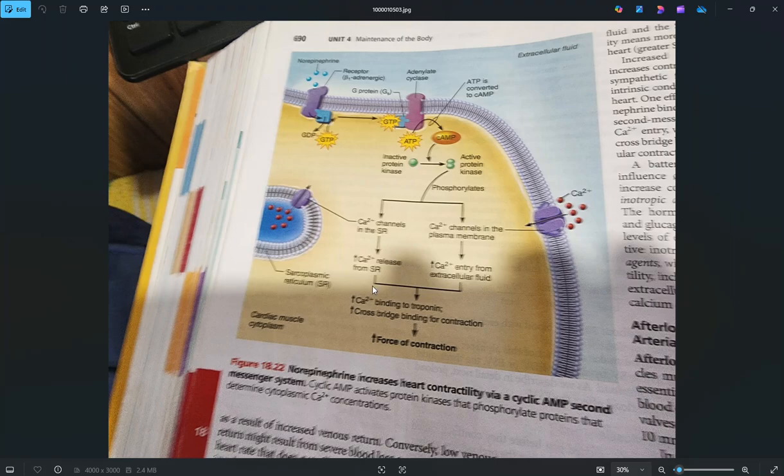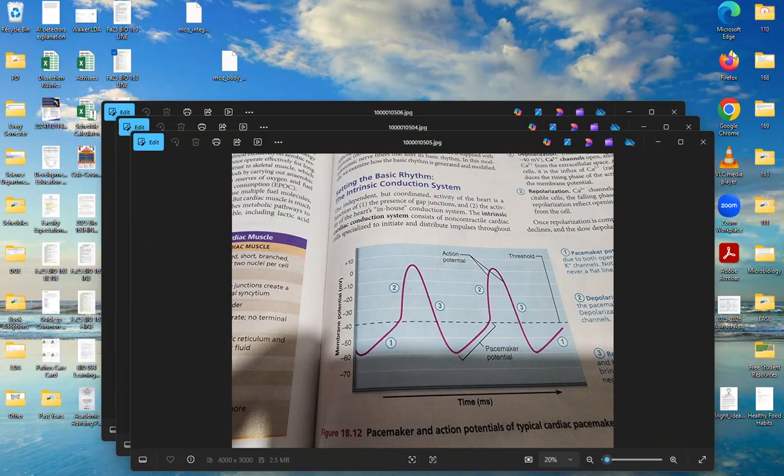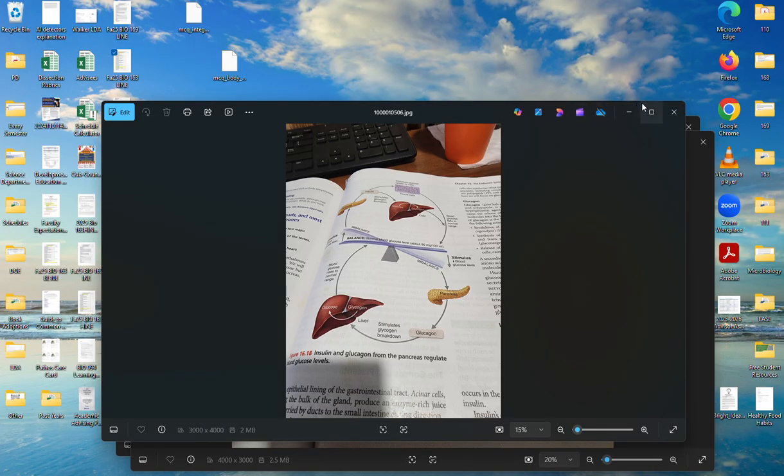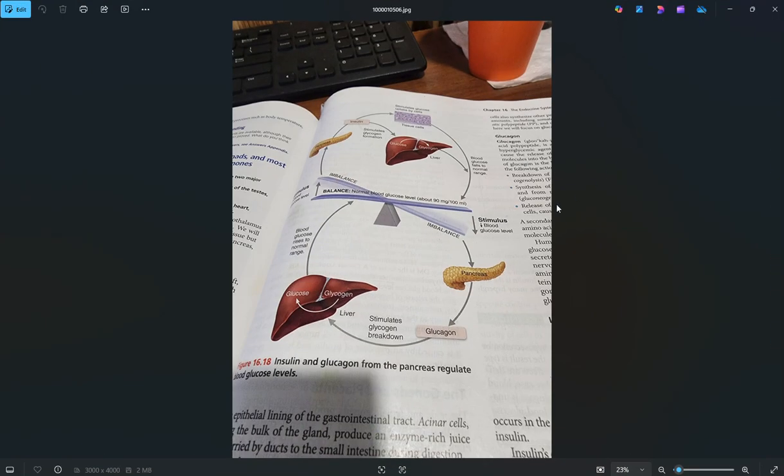This one you don't need to know the details for exactly. It is showing a kind of complicated cyclic process that happens, but I don't need you to know that one. I'm going to go in order. This one is showing how balance is created, homeostasis, as far as glucose levels go.